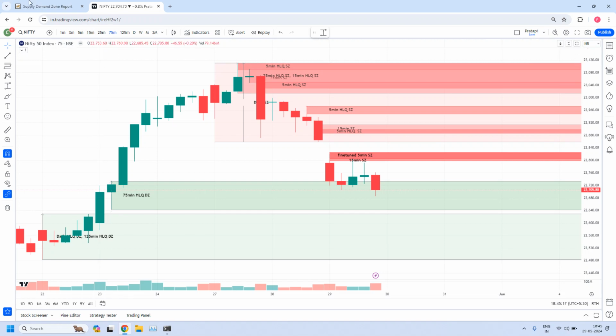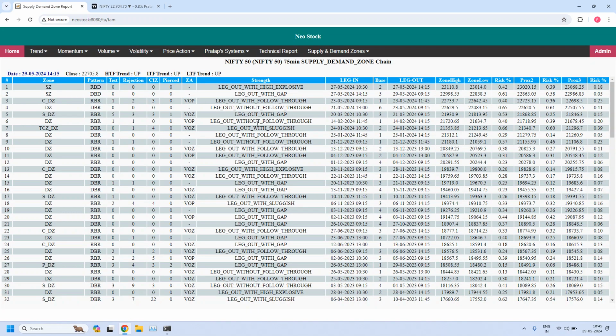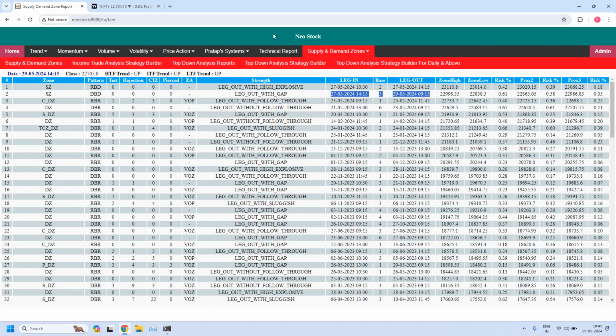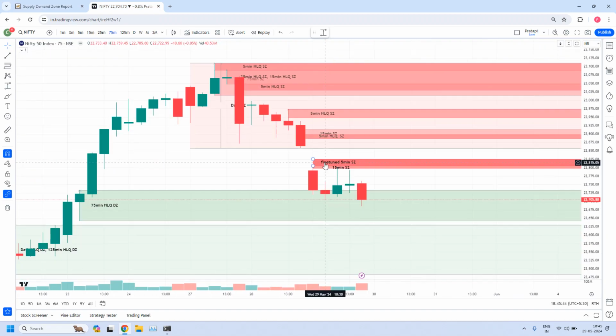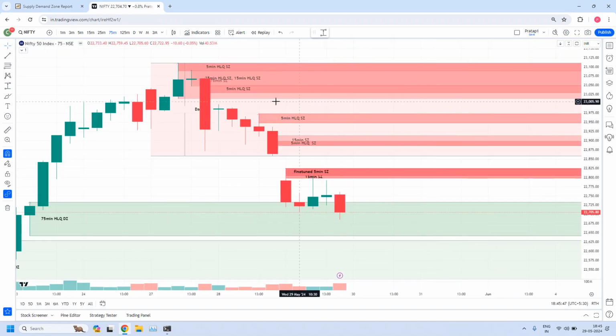Okay, now 75-minute zones are generated. We have a 75-minute supply zone created today. Because it is the immediately available supply zone, even though it is not high liquidity, let me draw this supply zone. This is the one, 27, 14, 15.